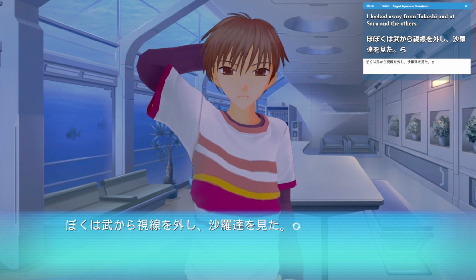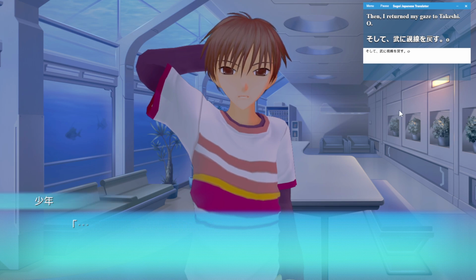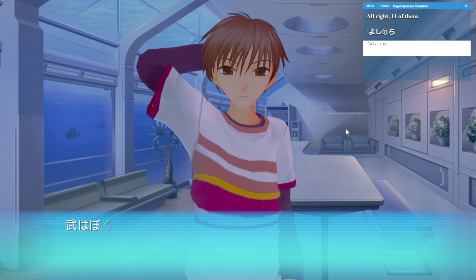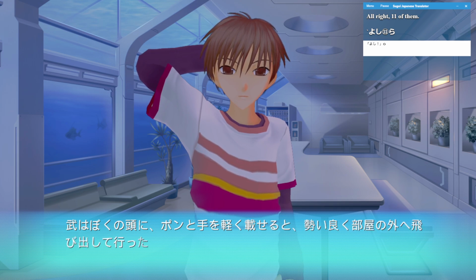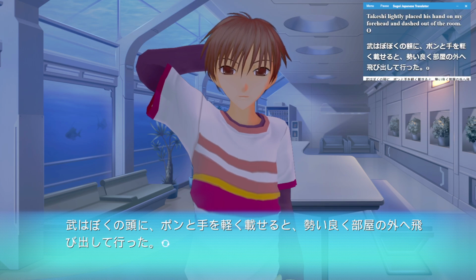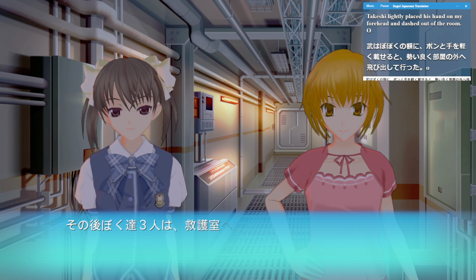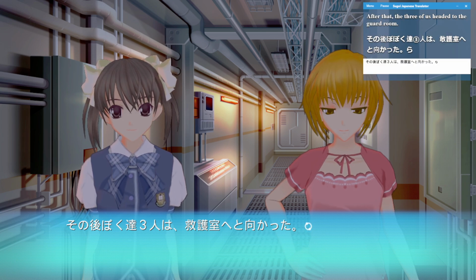I looked away from Takeshi and at Sara and the others. Then I returned my gaze to Takeshi. All right then. Takeshi lightly placed his hand on my forehead and dashed out of the room. After that, the three of us headed to the infirmary.